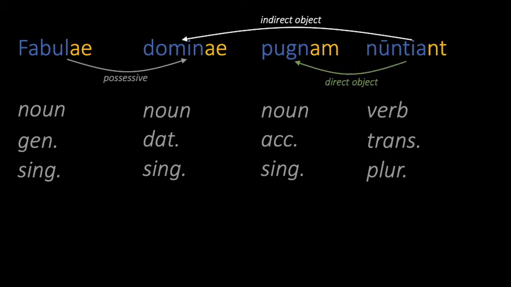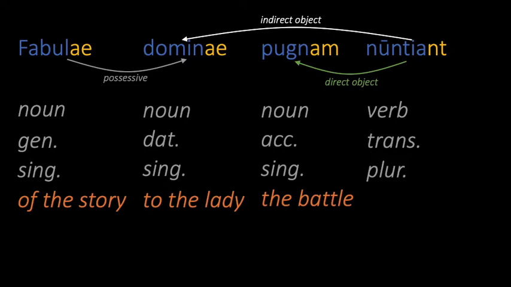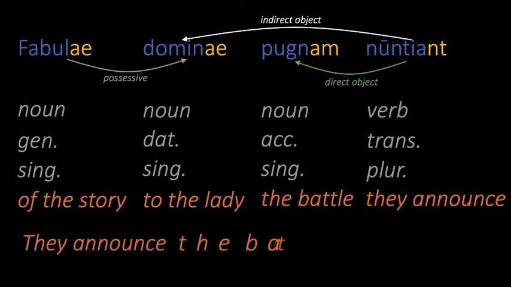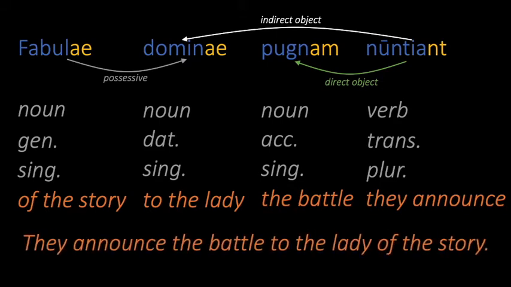That leaves us with no explicit subject of the sentence, so the subject must be implied. Since the form of the verb is plural, the implicit subject would be the third person plural pronoun they. Parsed in this way, fabulae has the meaning of the story, dominae is to the lady, pugnam is battle, and nuntiant is they announce. Rearranging the phrases into English word order gives us they announce the battle to the lady of the story. A very different, but nonetheless possible, reading.